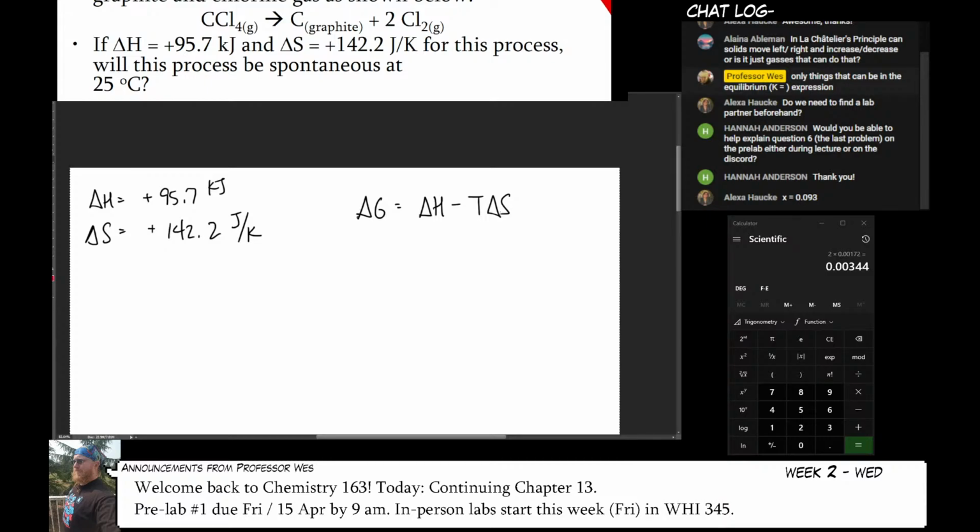Will the process be spontaneous at 273, sorry. So temperature equals 25 degrees Celsius, which is 298 Kelvin. So we're going to plug this all into this expression. So delta G would equal 95.7 kilojoules. What I'm going to do is I'm going to do this.